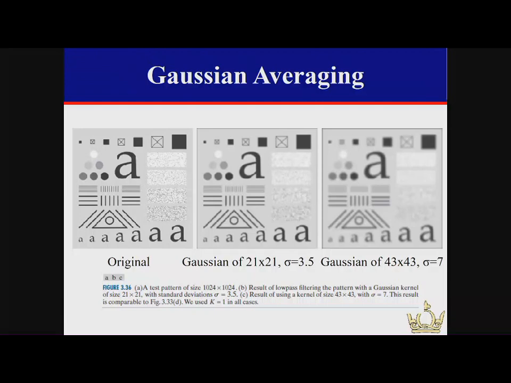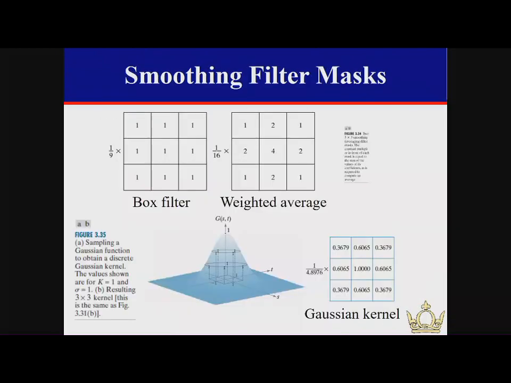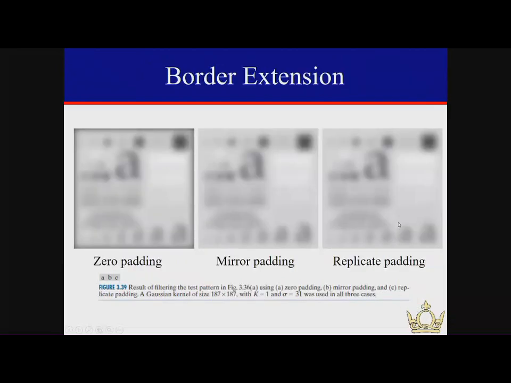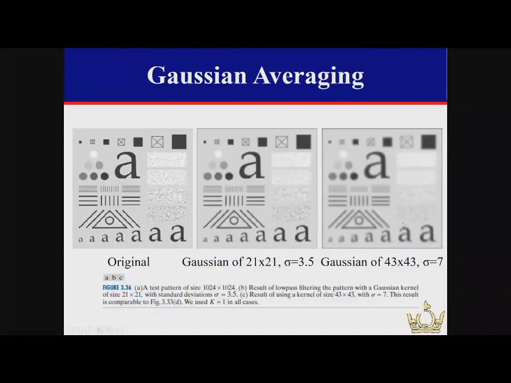What does k equals 1 mean, in the description? Okay, k is here, in the Gaussian function. You can find the formula in the textbook. It's just a parameter for the Gaussian function. Any more questions?